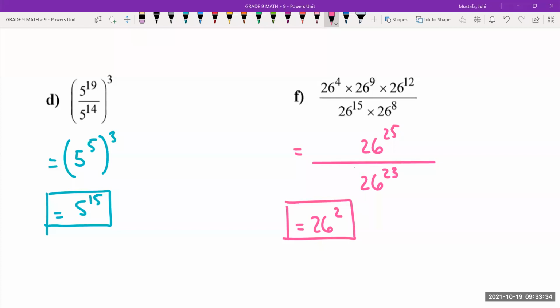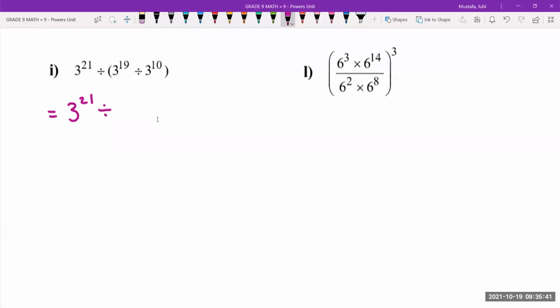All right, question letter I. I've already done this. I'm going to pause the recording while this catches up. We're going to begin with what's inside the bracket. So I'm going to keep the first part of this question the same, and then I'm going to solve what's inside of the bracket. I have the bases as 3, a division sign. Should I add the exponents or subtract them? Subtract. What's 19 take away 10? Can you just say it out loud? Yeah, it's going to be 3 to the power of 9.